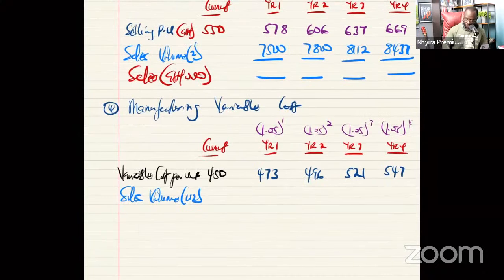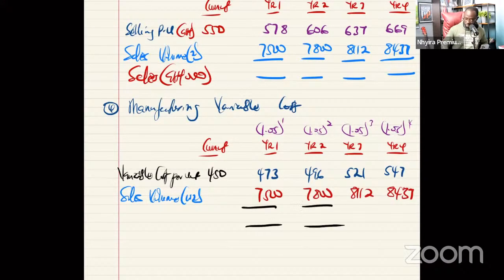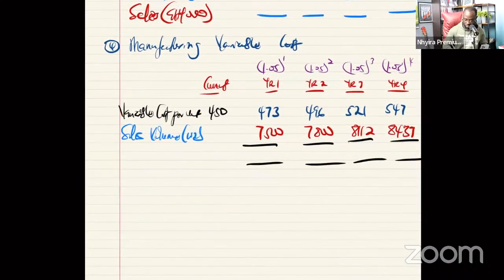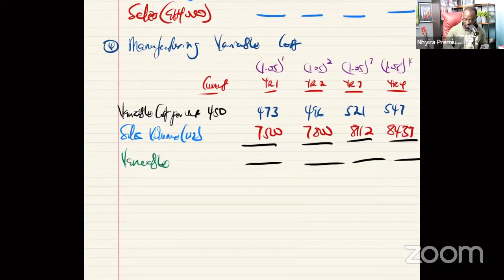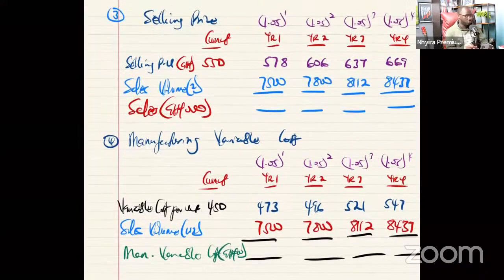And we're going to have the same fashion here. 75, 78, 8112, 8437. Then we bring in the variable cost per unit. Sorry, the total manufacturing variable cost, also in Ghana cedis, like that. So we multiply up quickly. And I'm getting 4335 here.